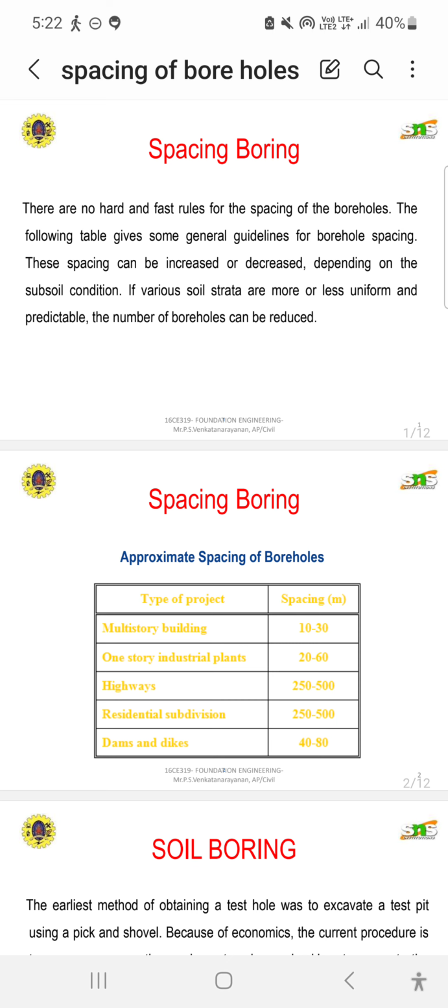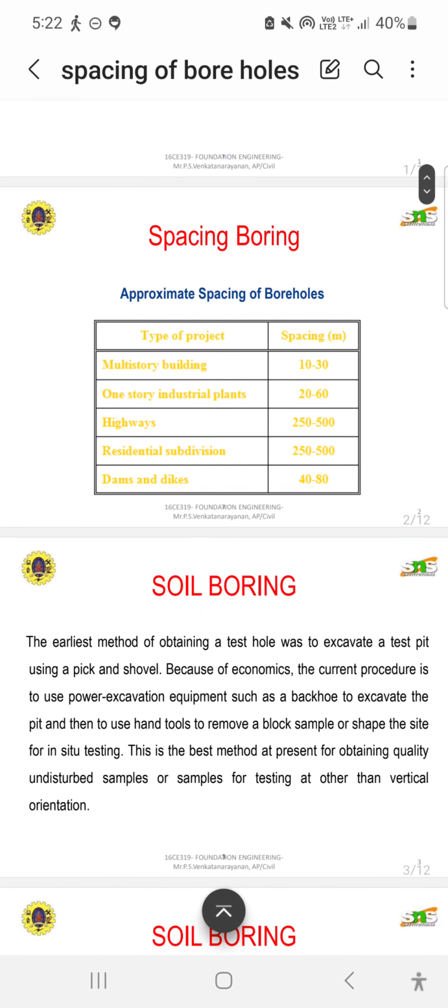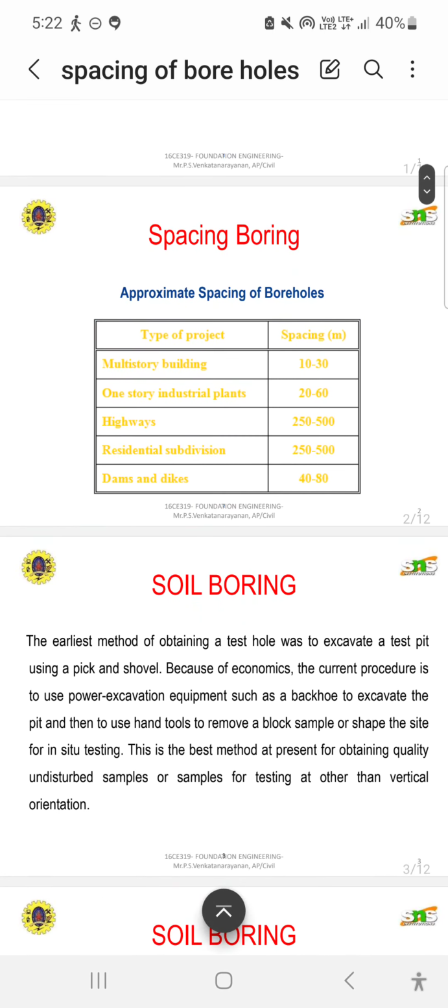For our approximate spacing of boreholes, it depends upon the type of project. As I already said, it depends only upon the type of project. For a multi-story building, the spacing of boreholes is 10 to 30 meters.